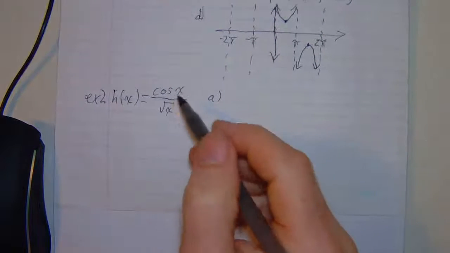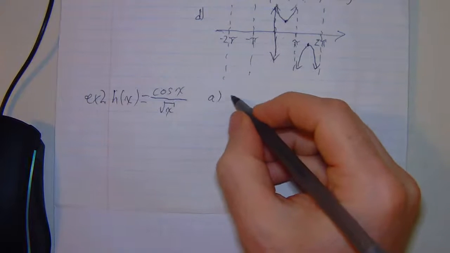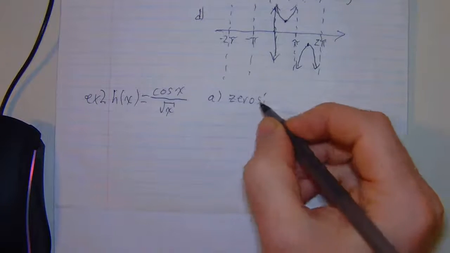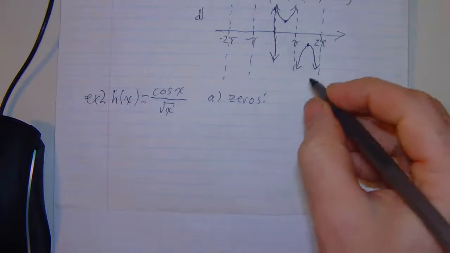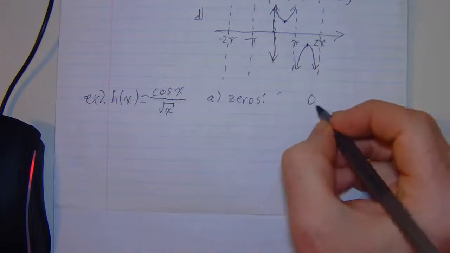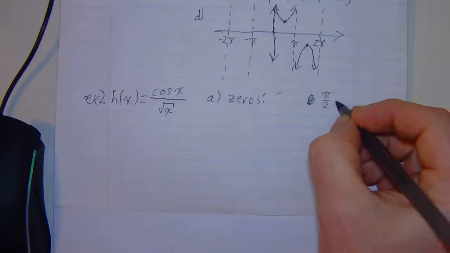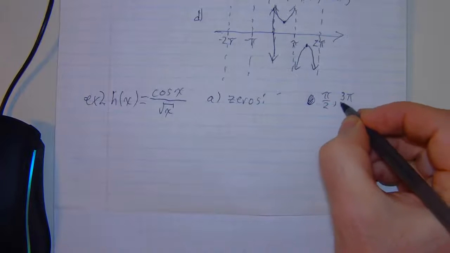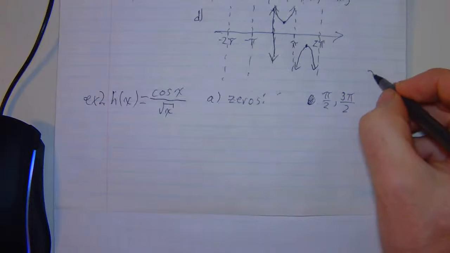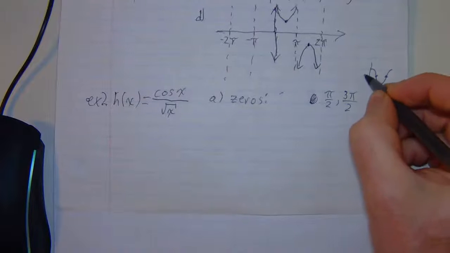Okay, so for h of x, cos x over root x, question is, where are the zeros? Well, cosine of x does have zeros, and they are at pi by 2. I'm going to leave some space here because it's a little easier to show it this way. So at pi by 2, there's a 0. At 3 pi by 2, there's a 0. If we think about the graph of cosine, it looks something like this, and the zeros are there and there for one cycle. Right?